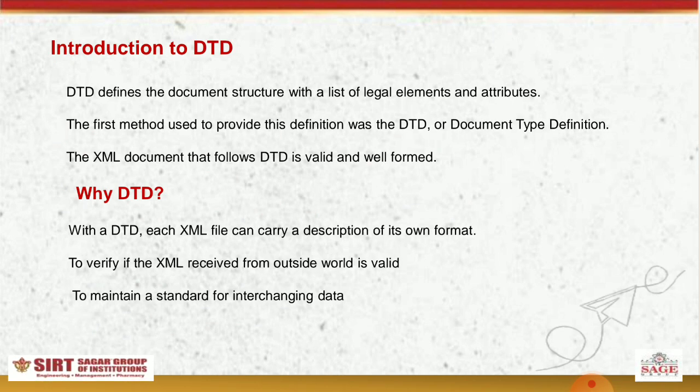Next is the introduction to DTD. A DTD defines the document structure with a list of legal elements and attributes. The first method used to provide the definition was DTD, the Document Type Definition, which allows the document to be valid and well formed. Why DTD? With a DTD, each XML file can carry a description of its own format to verify whether XML received from outside is valid.